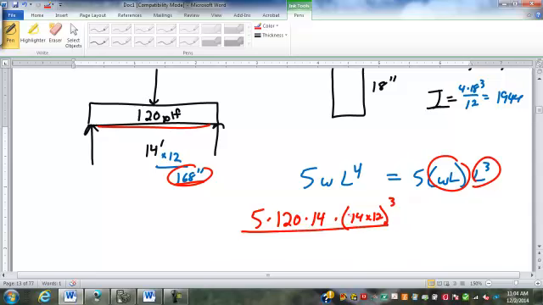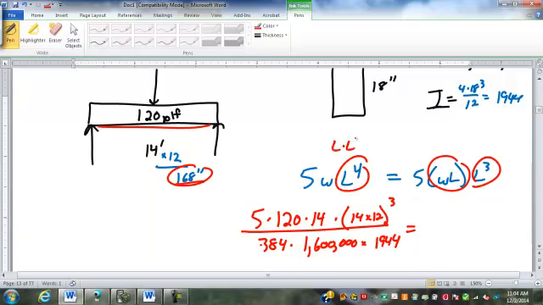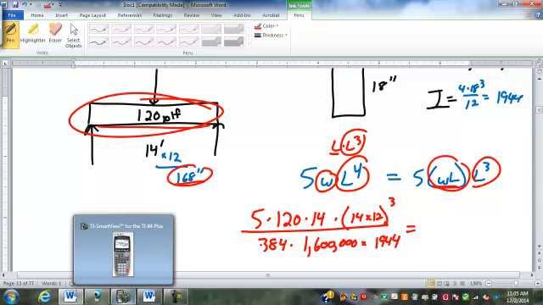Okay, does everybody see where that came from, why I made that adjustment? Over 384 times 1,600,000 times 1944. Yeah, but only to the third power. This gets broken up into L times L to the third, and the L to the third power gets changed to the inches, but the first L stays in feet, because that first L multiplies the omega to give you the actual load from the distributed load. So all the other ones we did were wrong. The first couple we did were wrong, yes.